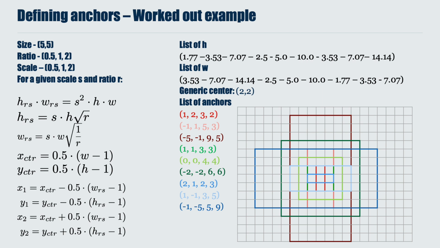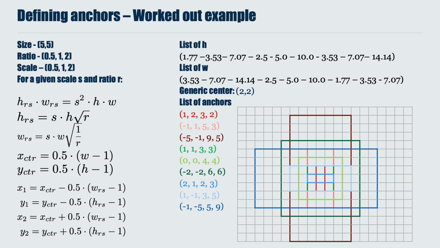Here we'll go through an example of how to define anchors in a typical setting where we consider an original box of size 5 by 5, so height 5, width 5. We'll consider 3 different ratios, 0.5, 1 and 2, and 3 different scales, 0.5, 1 and 2 again. And here are, on the left hand side, the equations that you end up with if you choose this for the different ratio and scale for the different boxes.